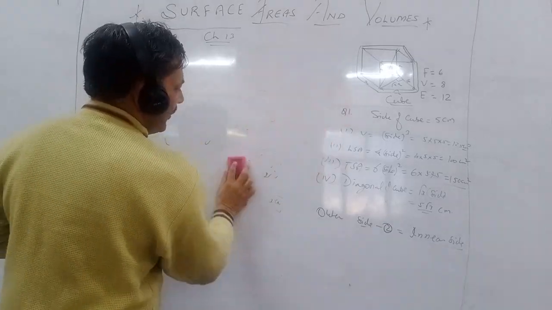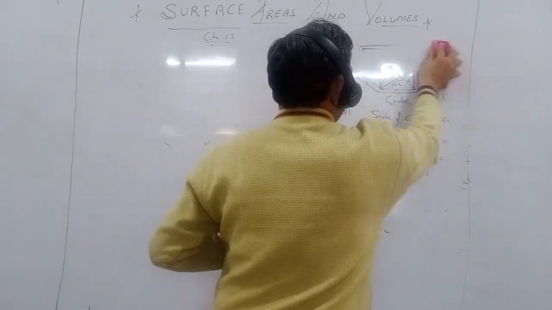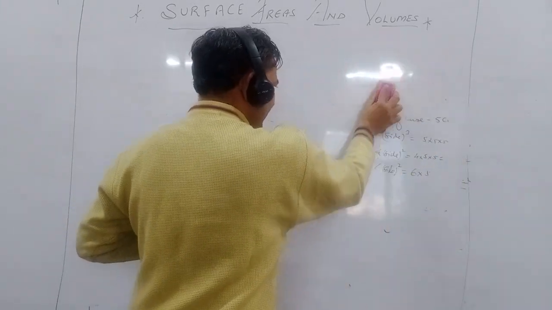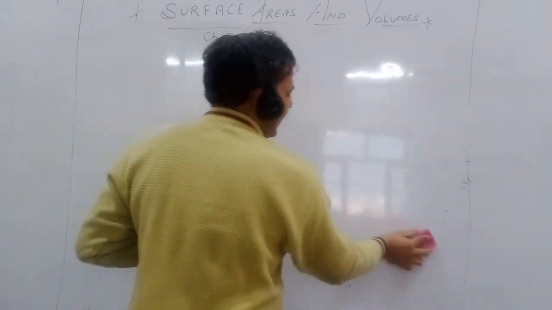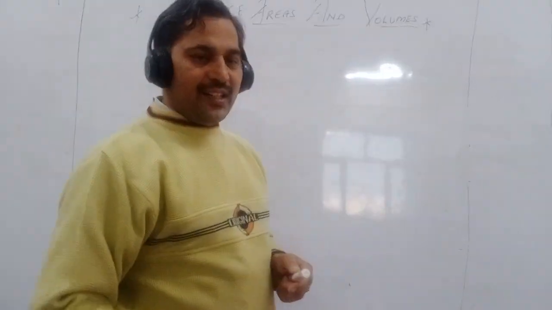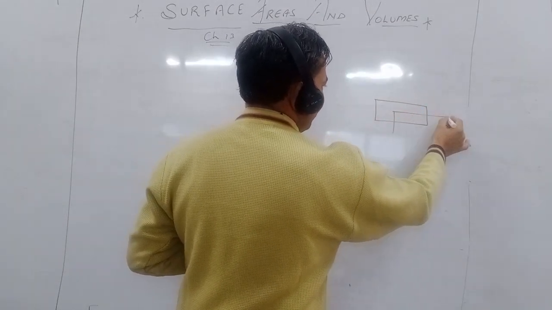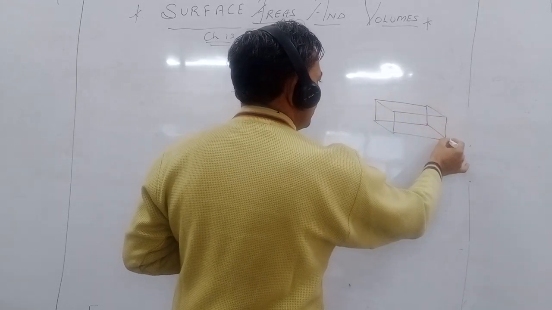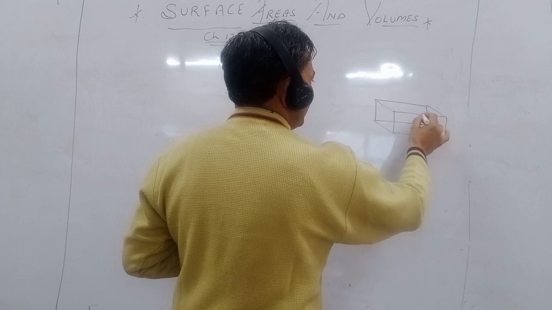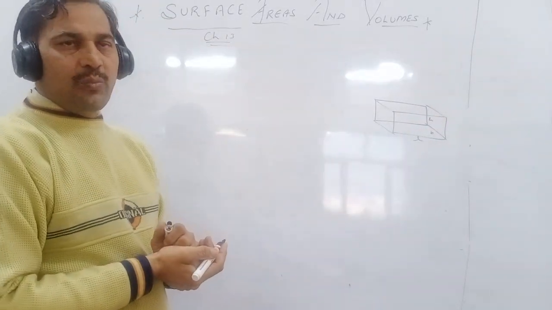What do you know about the cuboid? A cuboid is a 3D figure in which at least one dimension is different in length, breadth or height. Not all are the same. See the figure: this is a cuboid, with length, breadth, and this is height. So now it is a cuboid.